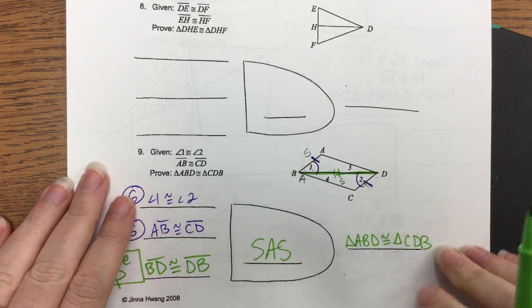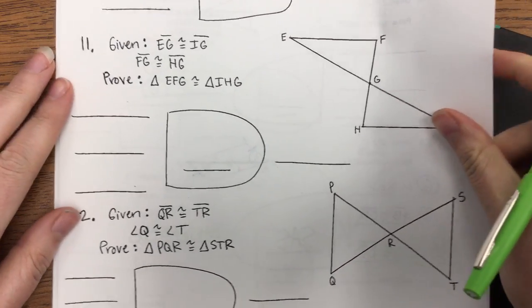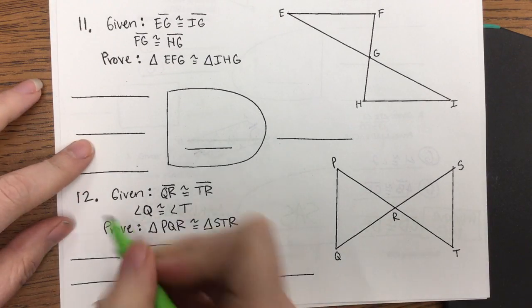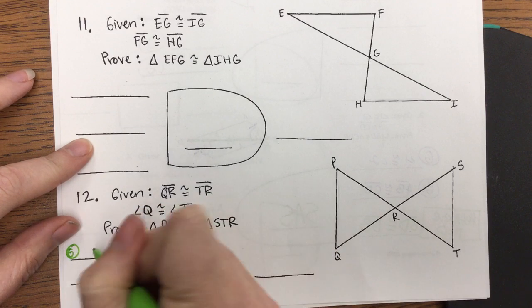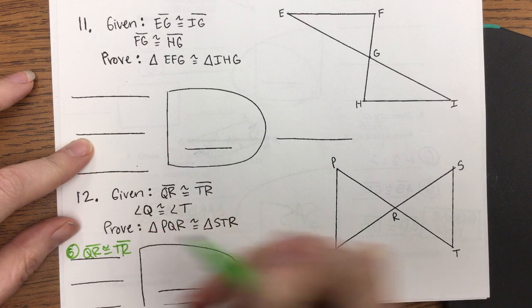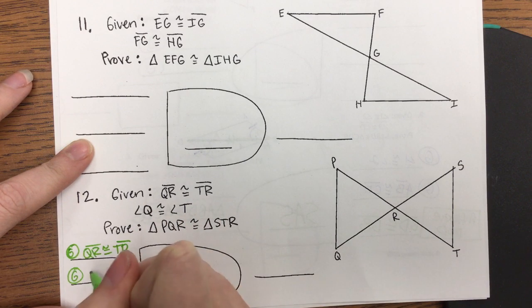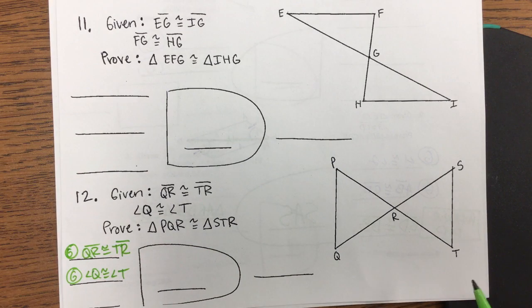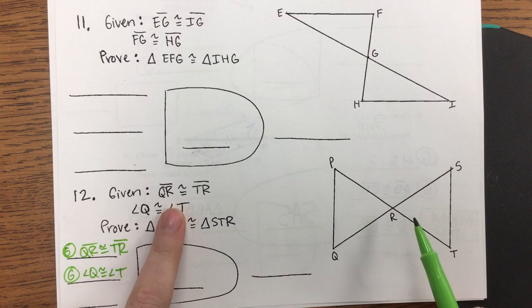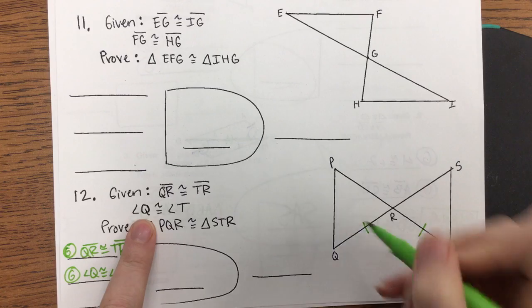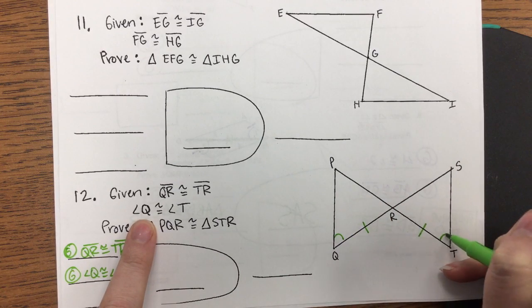All right, great. So now let's look at some vertical angles. I know we did 10 and 11 in class yesterday, so I'm going to pick up with number 12. Again, I'm going to start with my given information, and it's incredibly important that I mark what I'm given. All right, so I know QR and TR, and then I know angle Q and angle T.